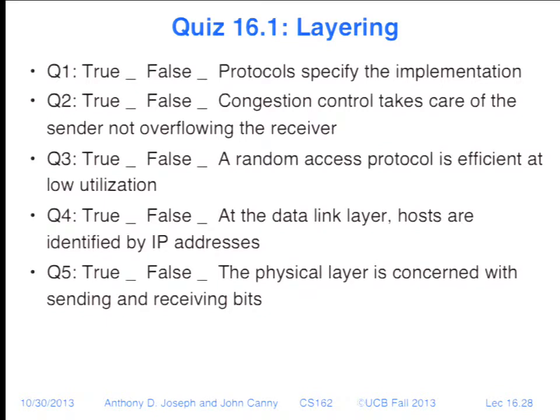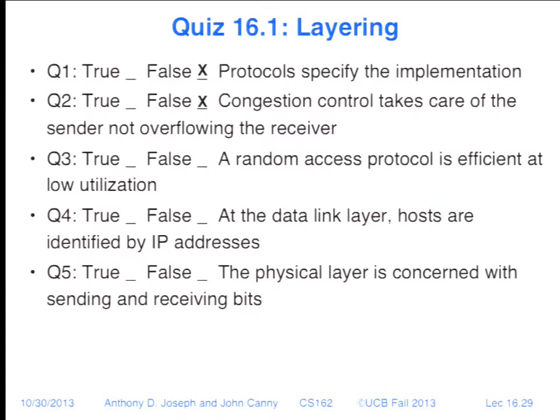So let's review some of the ideas about layering in networking. First of all, do protocols specify an implementation? No. So they specify syntax and semantics, but not implementation. Congestion control is about making sure the sender doesn't overwhelm the receiver, yes or no? False. So what is it that takes care of not overflowing the receiver? That's flow control.